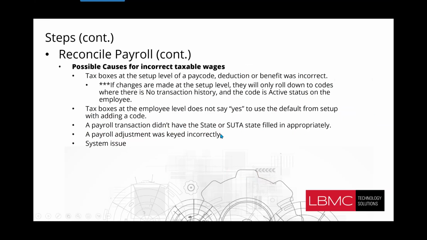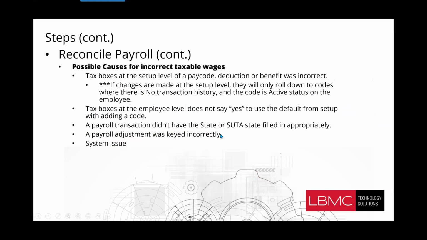A lot of times when I'm setting up rapidly a state or a SUTA state, if you did not choose the correct buttons and it did not calculate correctly, then I can have a problem. So that's another issue that will cause the SUTA to be out of balance. Payroll adjustment was keyed incorrectly. System issue. And I'm going to say something about this payroll adjustment was keyed incorrectly.